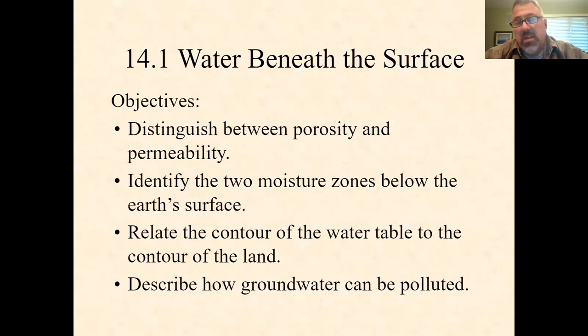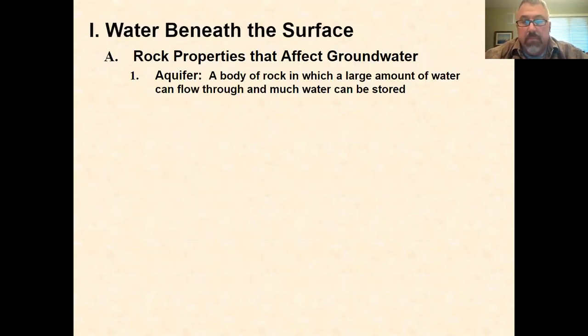We're going to distinguish between porosity and permeability. We're going to identify the two moisture zones below our surface and discuss how they relate to each other. Then we're going to relate the contour of the water table to the contour of our land, and then describe how groundwater can be polluted. Moreover, how it can be prevented.